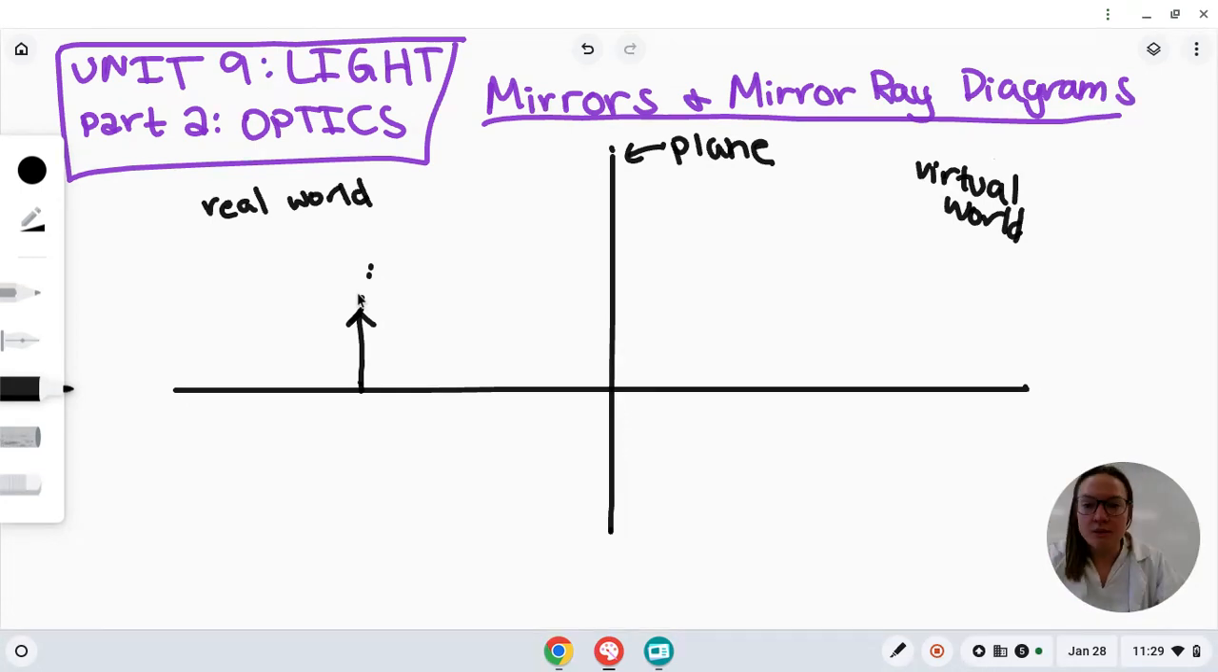If this were a little toothbrush in your bathroom, you would see that right here at the top of this toothbrush, you would have light coming down from the ceiling. That light would hit the top of the toothbrush, and it's going to scatter off the toothbrush in all directions. Some light rays are going to go this way, some this way, some this way, some this way. What we're going to do is start by drawing just one of the light rays that would come off the top of your toothbrush.